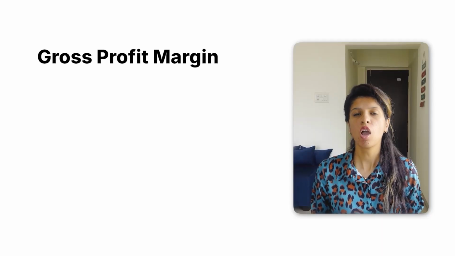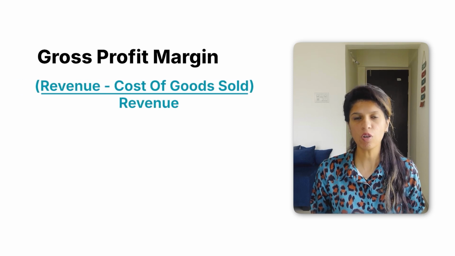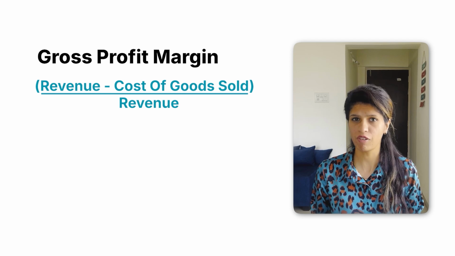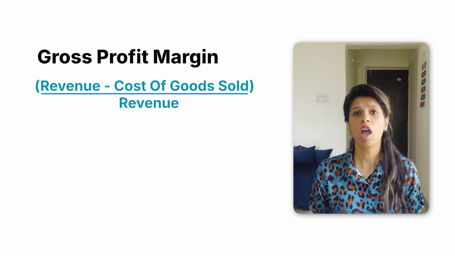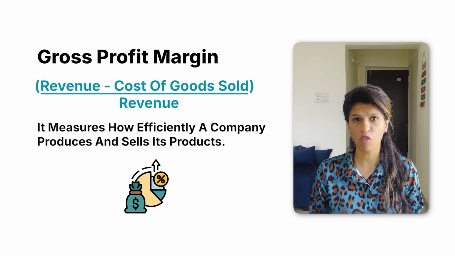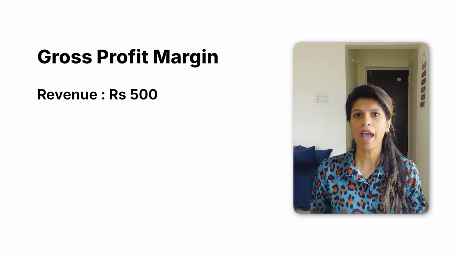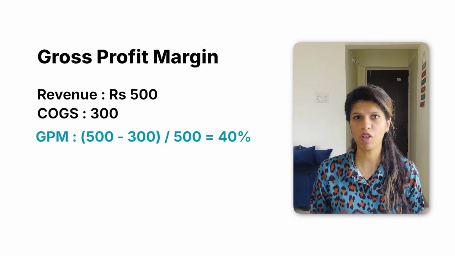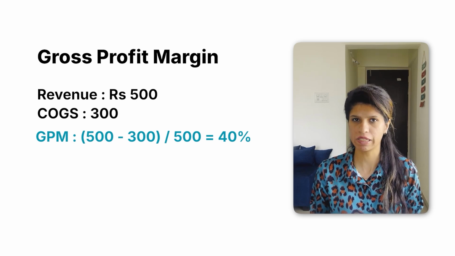First metric we have is the gross profit margin, which equals your revenue minus the COGS, which is your cost of goods sold, divided by the revenue. So it tells us how much of revenue is profit after factoring in the cost of goods sold. So let's say the revenue is 500 and the COGS is 300. So the gross profit margin would be 500 minus 300 upon 500, which would be 40%.